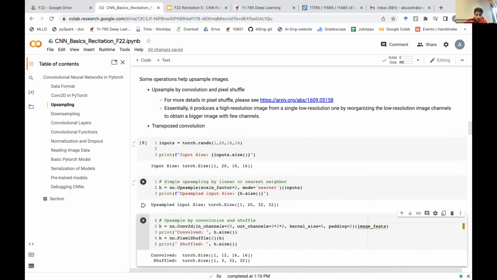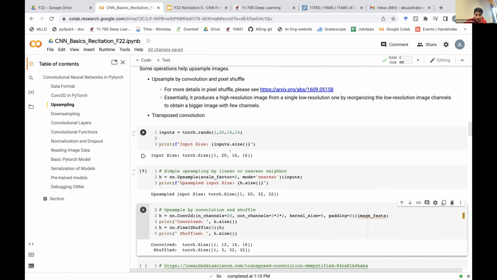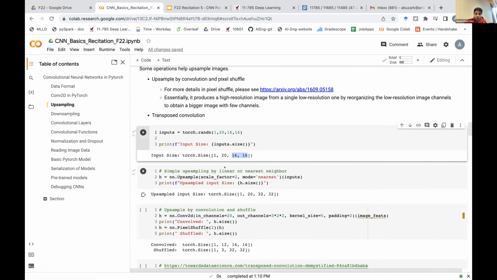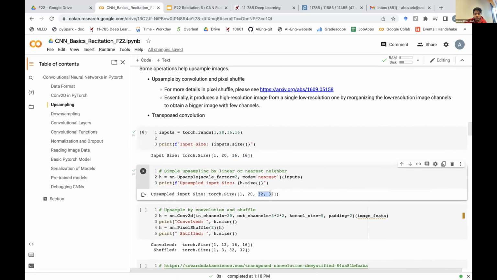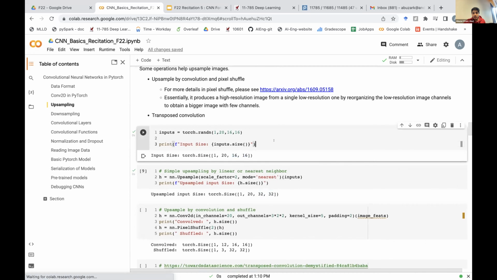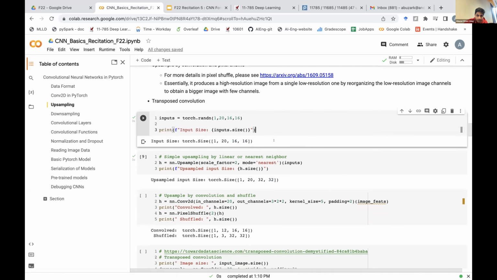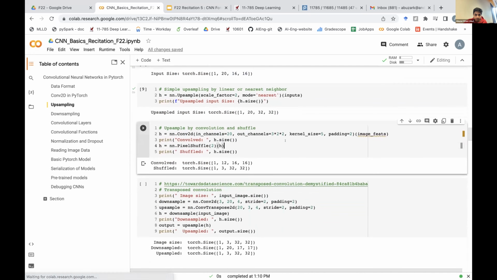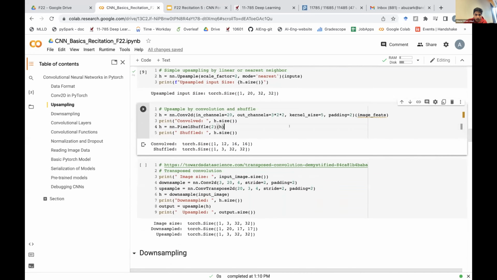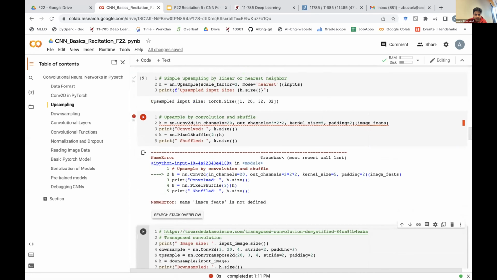Here we sort of talk about what upsampling does. So we went from a 16 by 16, 20 channel image to a 32 by 32 image simply by dilating our input. Oh, image feeds is not defined.